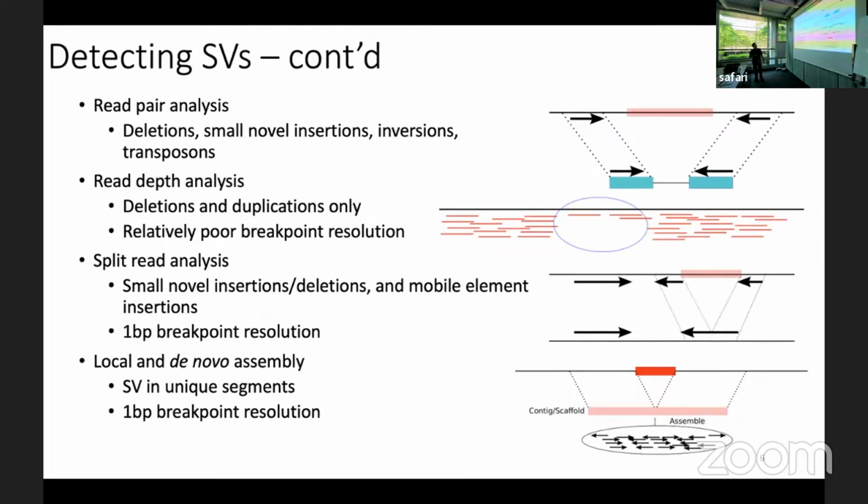The first one could be a read pair analysis. The reads are paired, for instance in Illumina, and then you map them back. So you know the expected range between these two reads, and if it is larger or smaller, then you conclude that there might be an insertion or a deletion in this region when you align it back to the reference genome. The second one, which we are interested in, is the read depth analysis.